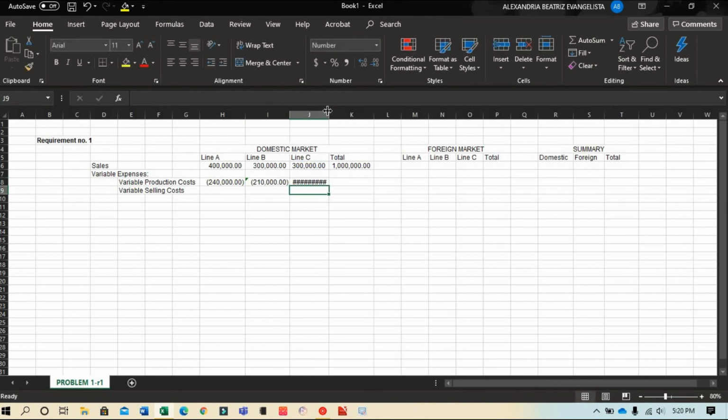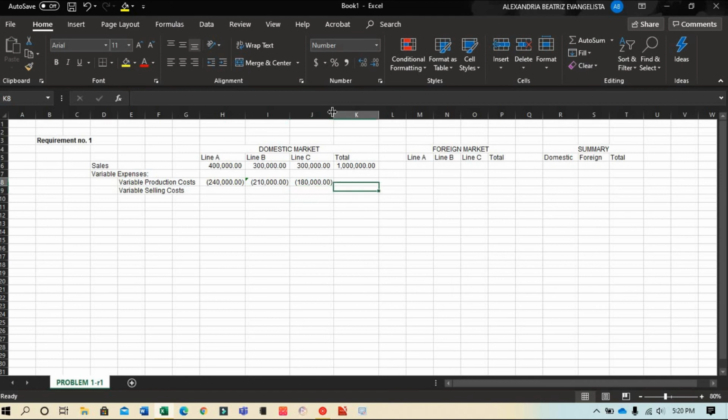Let's move that up. Let's get a total of it. And then we have a total of 630,000 variable costs under the domestic market.